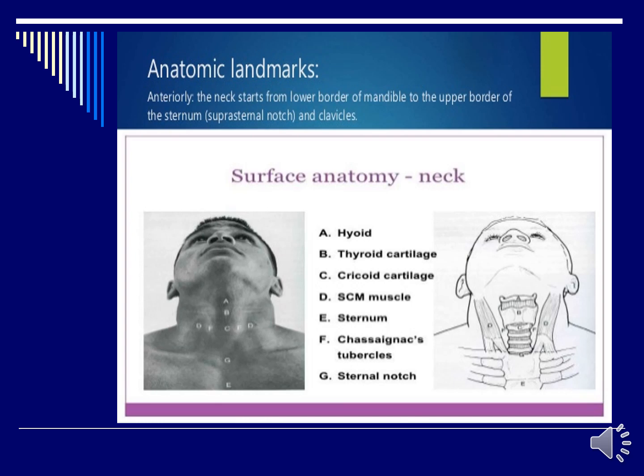The main or important landmarks are the hyoid bone, followed by thyroid cartilage, cricoid cartilage, trachea, suprasternal notch, and the sternum. All these are in the midline. The lateral landmarks are the sternocleidomastoid muscles.